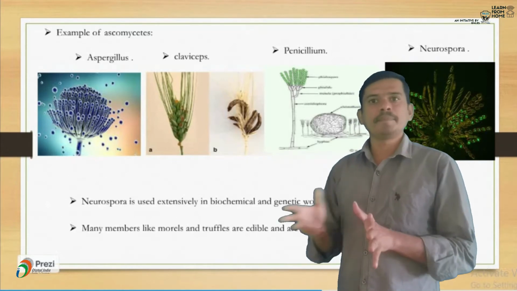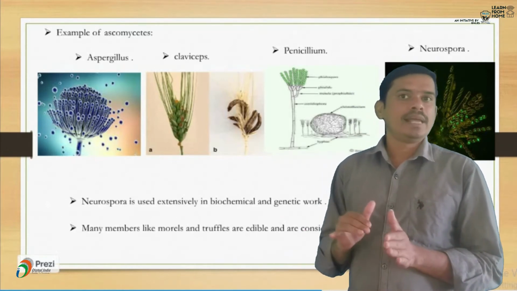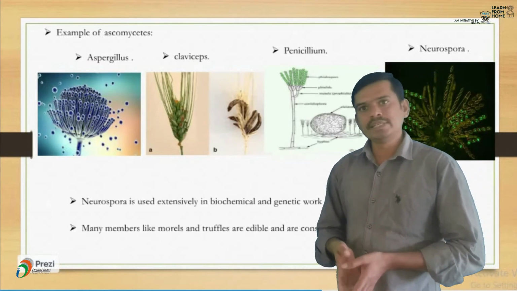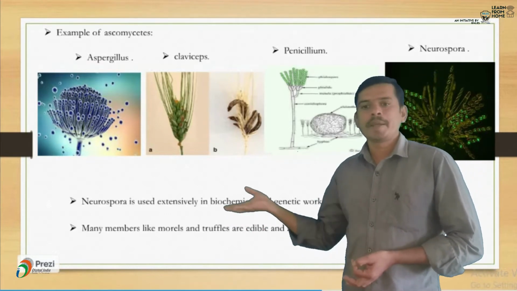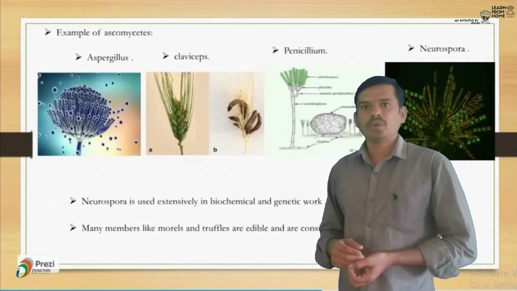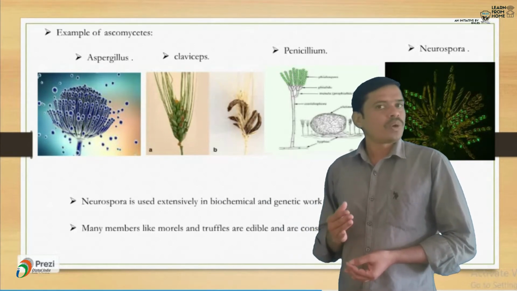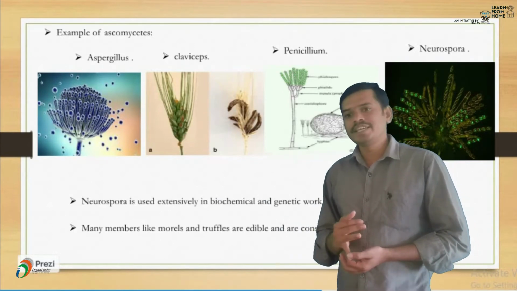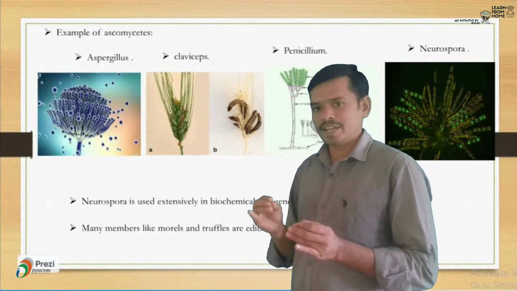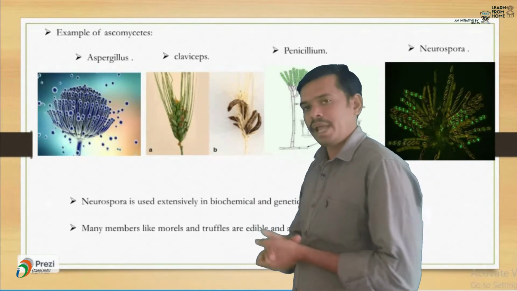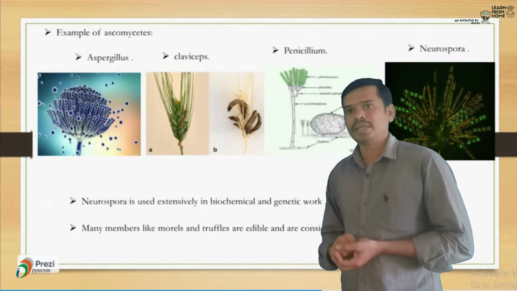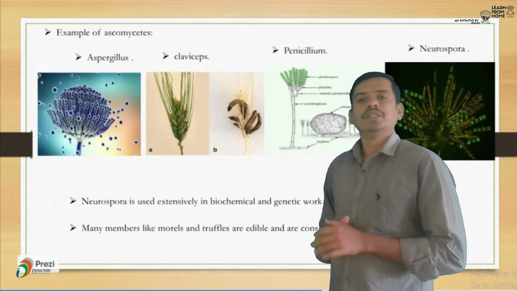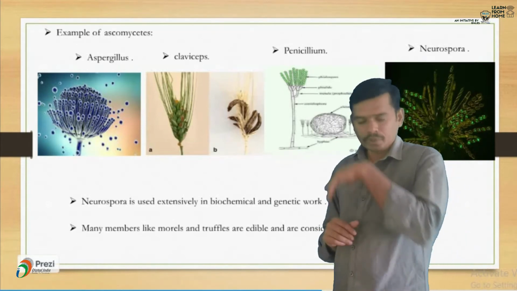ACP. How can you remember? A means Aspergillus, C means Claviceps, P means Penicillium. So Aspergillus, Claviceps, and Penicillium are examples of Ascomycetes. Another example is Neurospora. This Neurospora is very important.